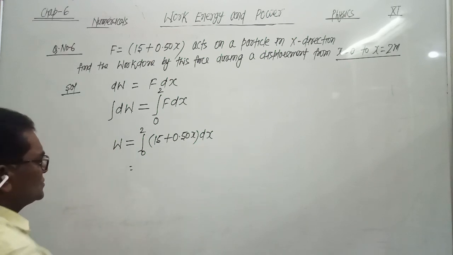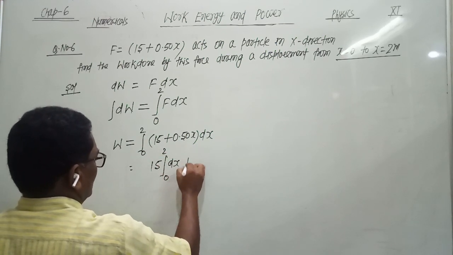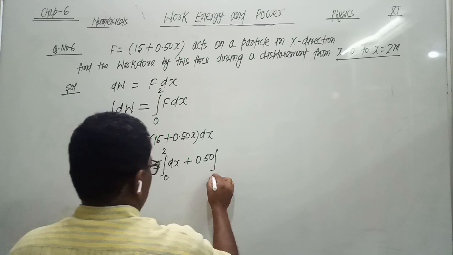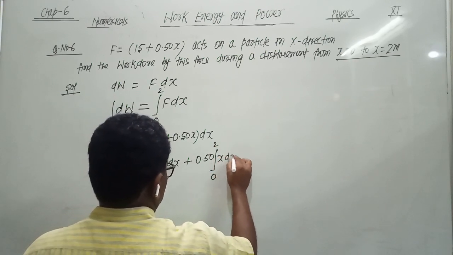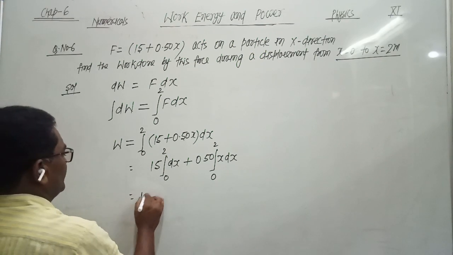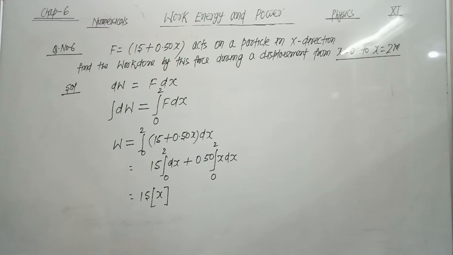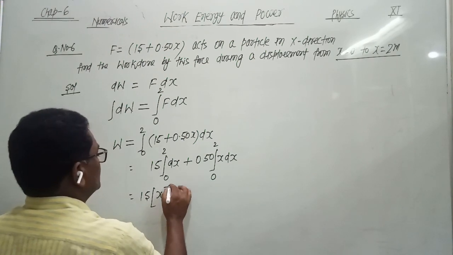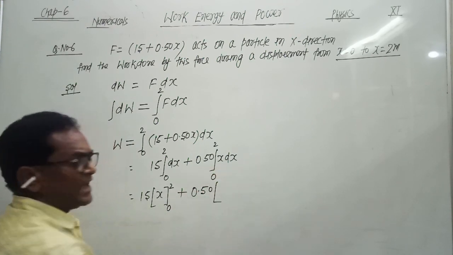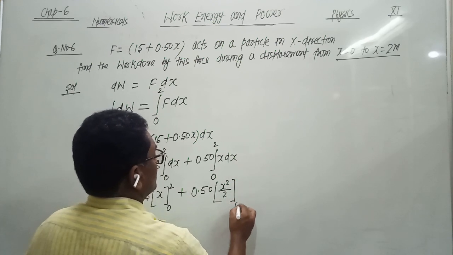Now we separate the terms. So 15 outside, integration 0 to 2 dx, plus 0.50, the constant term, taken outside, integration 0 to 2 x dx. Now integrate the expression. So 15 times the integration of dx, which is x, with limit from 0 to 2, plus 0.50 times the integration of x dx, which is x square by 2, with limit from 0 to 2.